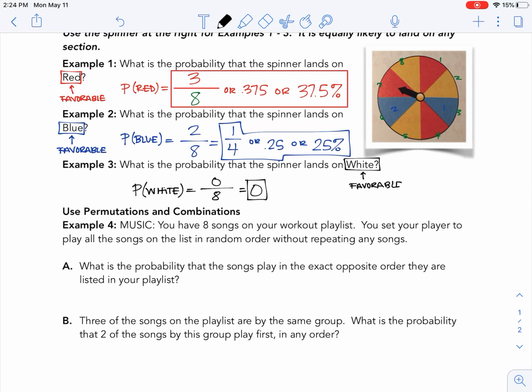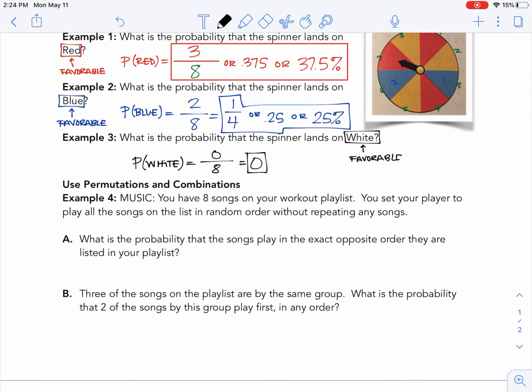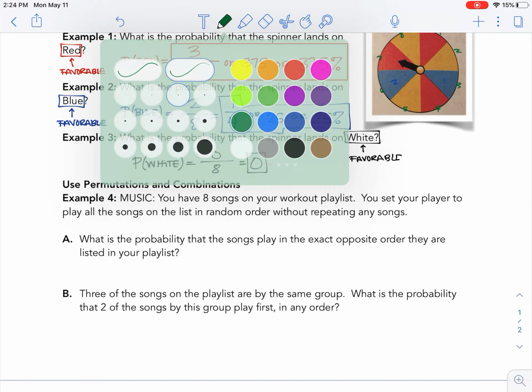However, if we want to pull in the lessons from 10.4 and 10.5, sometimes we can use combinations and permutations to assist us in creating our sample space or our total number of outcomes. So let's look at that here. You have 8 songs on your workout playlist. You set your player to play all the songs on the list in a random order without repeating any songs. What is the probability that the songs play in the exact opposite order they are listed in the playlist?